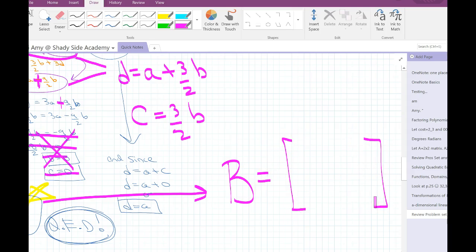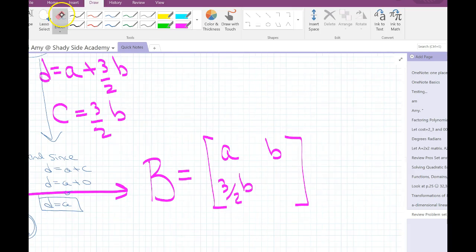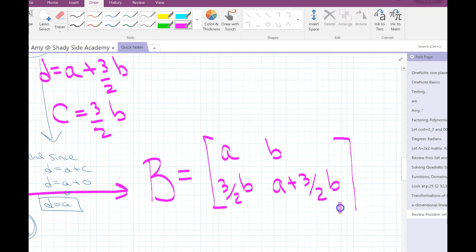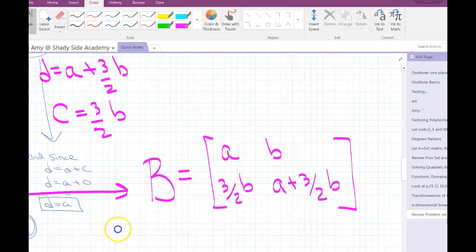A and B are the free variables. C must equal 3 halves B, and D has to equal, well, I'll make this bigger, D has to equal A plus 3 halves B. And that is what your matrix B is.